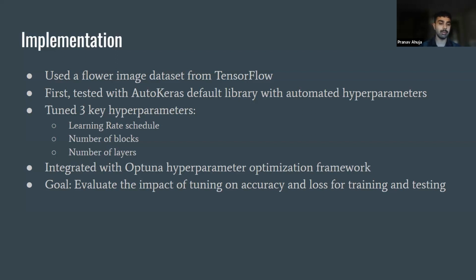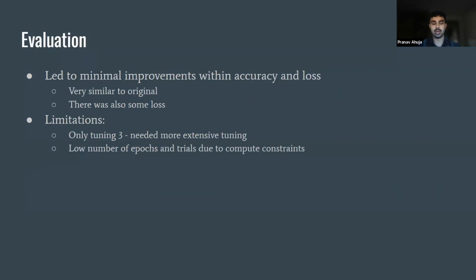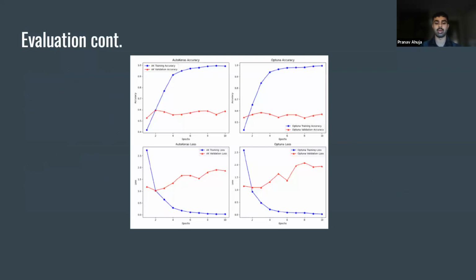My key objective and goal of my implementation was to evaluate the impact of hyperparameter tuning on the accuracy and losses for both the training and testing datasets. After I obtained my results, I observed that it led to a very minimal improvement within the accuracy and losses. Actually, it was quite similar to the original. There was some additional loss within my models, but it wasn't that different from the original AutoKeras model. So here are the graphs, as you can see here.